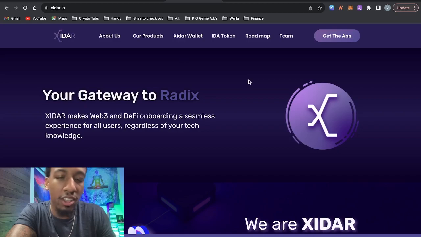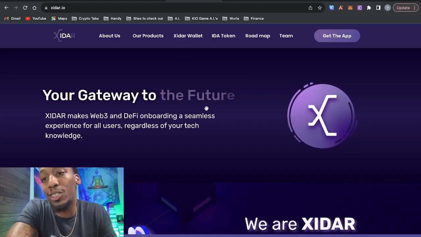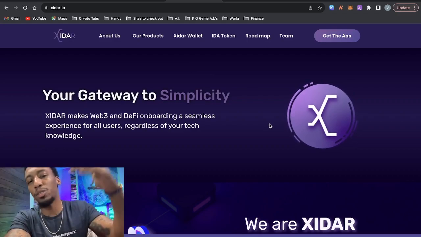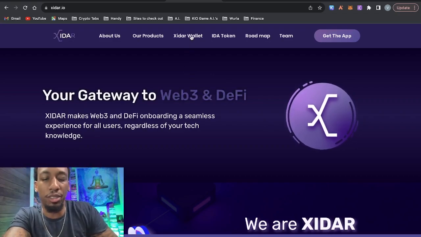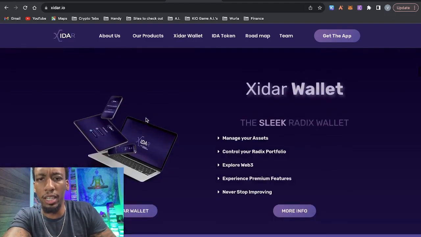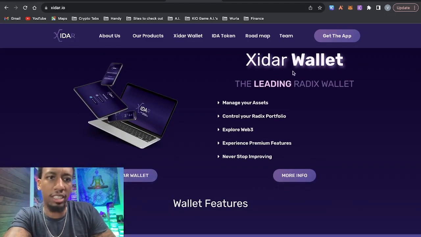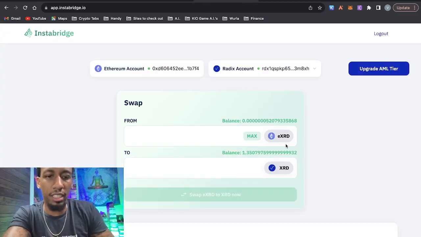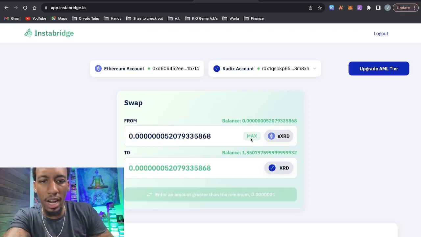But you have XStar and Zeus. The guy in the Discord said XStar was the best, so I just use that. It's pretty standard. You pick a password, get your private keys, and it's kind of just like MetaMask, but you go to this website, xstar.io, you click XStar wallet, get XStar wallet, and then you have it as an extension right here.